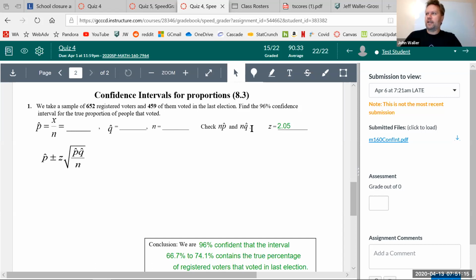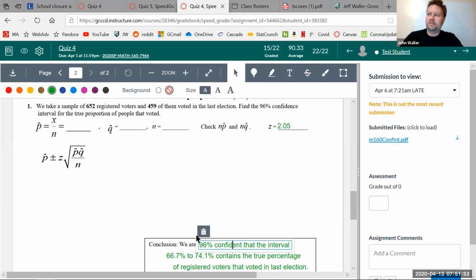So this np hat, nq hat check, if it's greater than something, what does it have to be greater than in order for this to be normal enough? What do np hat and nq hat have to be at least? Anybody? For means, we have n greater than 30. For percentages, the check is not n greater than 30. It has to involve the percentages somehow. I know we talked about this, and I know it's been a little while, but does anyone remember?